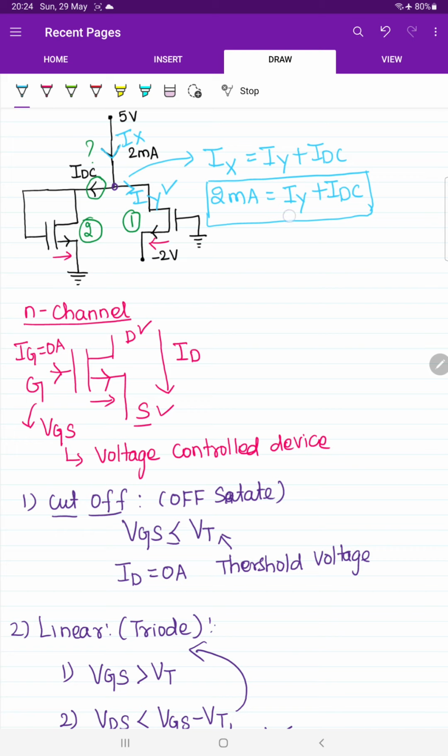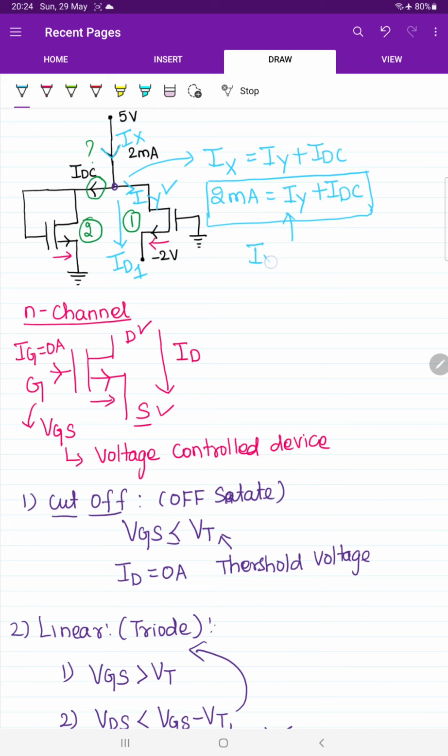So it is time to explore the value of IY. IY means that is current consumed by the transistor 1. Now that is current consumed by the transistor 1 means drain to source current consumed by the transistor 1, ID. We have to identify the value of ID1. I am calling it as ID1 because that is transistor 1 drain to source current. That is simply called IY here.